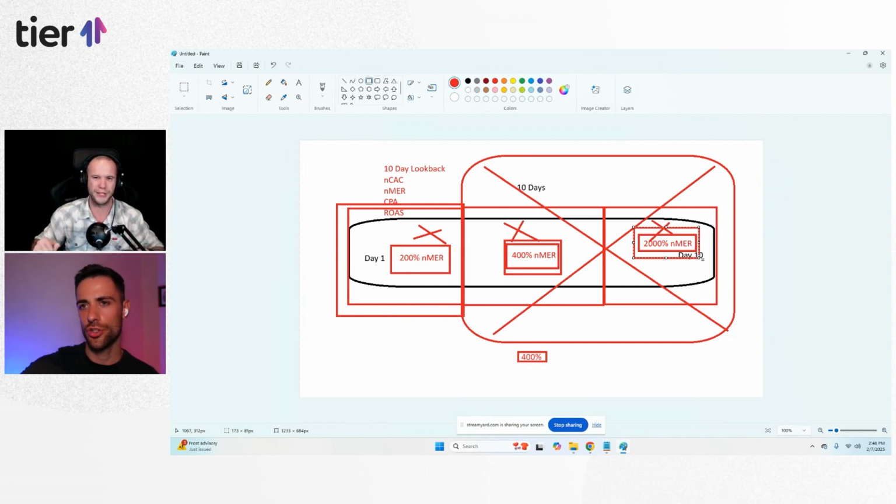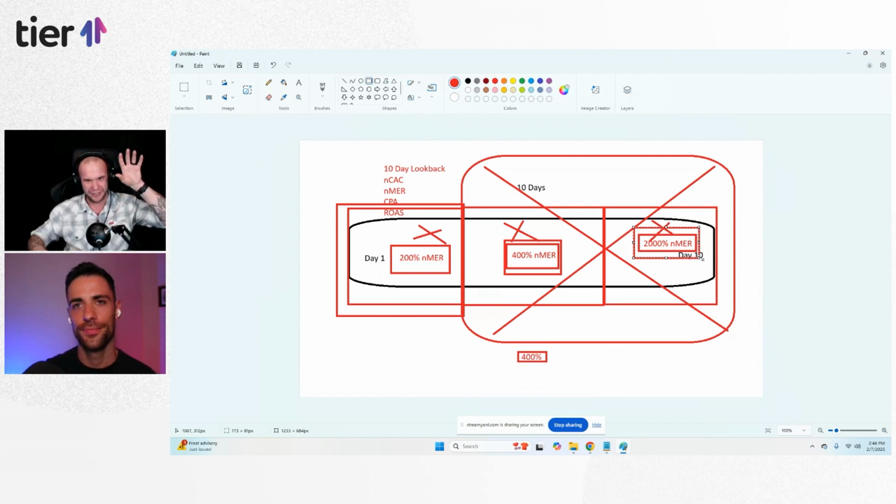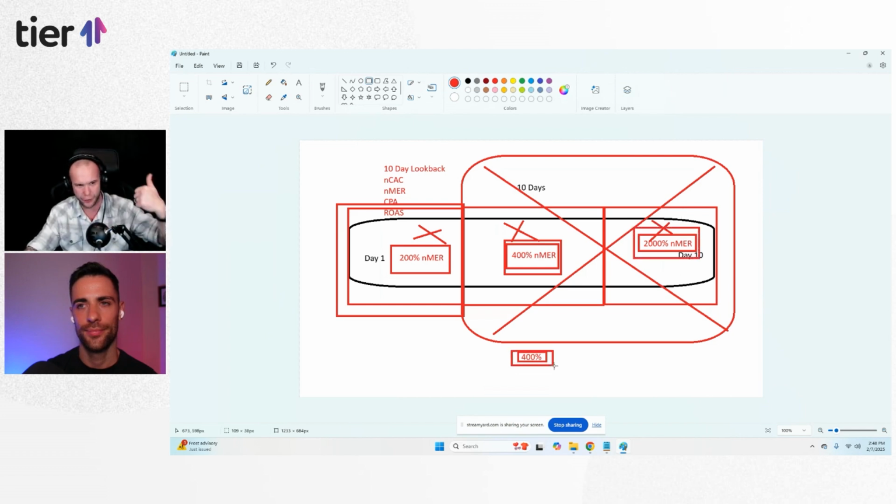So the best part about this whole thing is you can't add double the amount of ad spend and get an instantaneous day 2 performance of 400% yet again. So that's just demystifying what people expect.